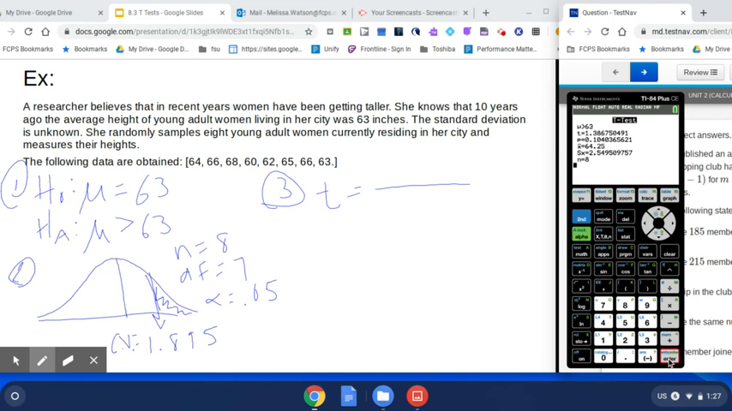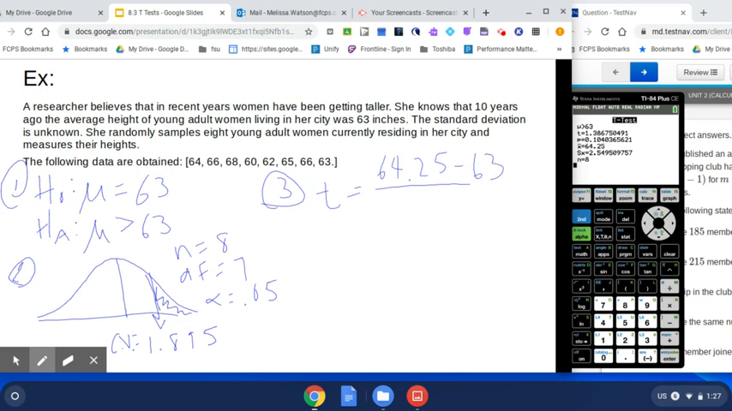The calculator is going to tell me what the mean of the sample was. Notice x bar is 64.25. The population mean that was given in the prompt is 63. The sample standard deviation, the calculator tells me, is 2.55 if I round that to 2 decimal places, and then divided by the square root of the sample size, which was 8. The calculator told me that t is 1.39 if I round that to 2 decimal places.